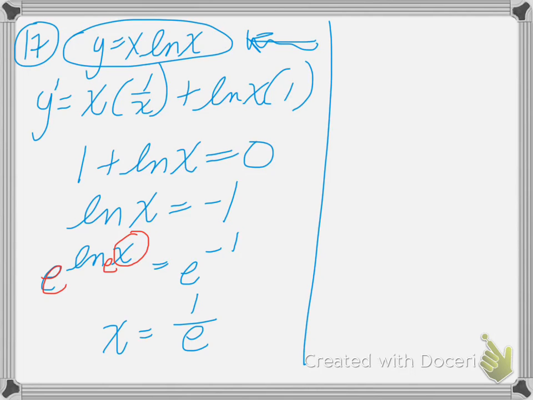Okay, so the minimum value is happening when x equals 1 over e. And the question is, what is the minimum value? So you have to substitute 1 over e into the original function. So you're going to get y equals 1 over e ln of 1 over e.